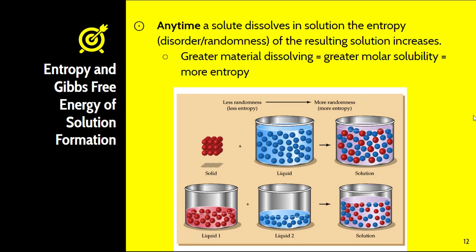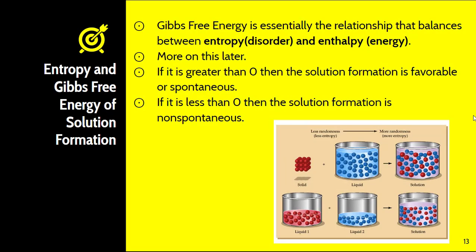Now, entropy is represented by delta S. You may want to write that down. That is pretty important. Entropy is represented by delta S. And then Gibbs free energy is essentially the relationship that balances entropy and enthalpy, which we've talked about a little bit. We'll talk definitely more on this later.